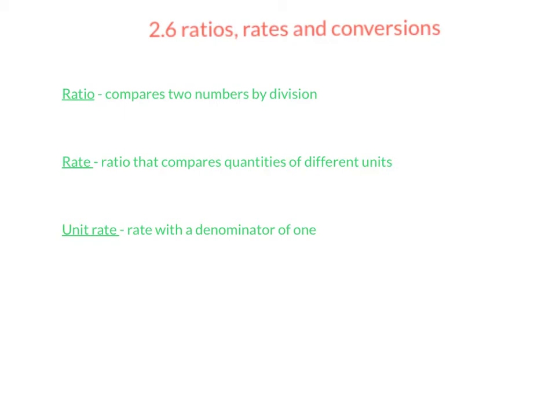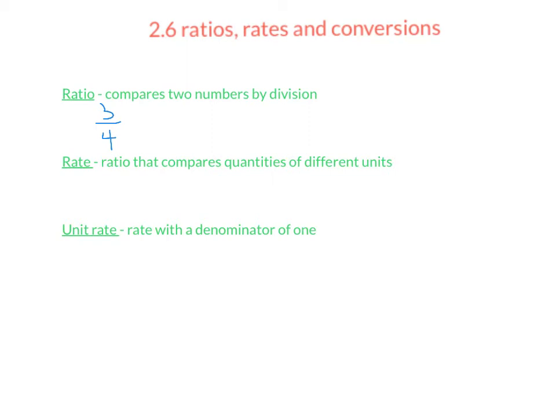A ratio is kind of just a fancy word for a fraction. A ratio compares two numbers by division. Now there's going to be a couple ways that we can look at a ratio. Like I said, you can look at it just as a fraction. So like 3 over 4, that's a ratio. You're comparing 3 to 4.